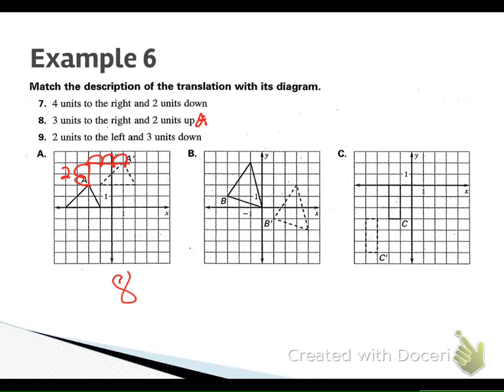Okay, for B, we go from B to B prime. So how many units down are we moving? 2 down, and how many, right? 4. So which one is that one? 7. So 7. And that must mean that 9 is C. So let's verify it. So how many units down are we going? 3. And how many left? 2. Do you guys have any questions on this?